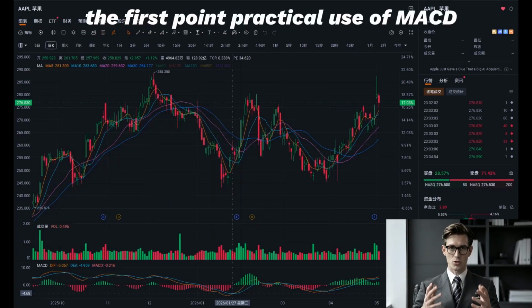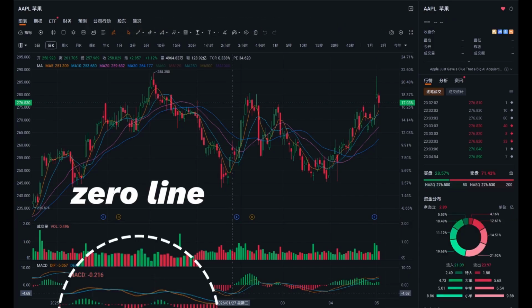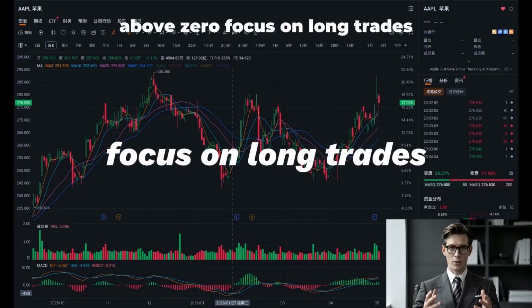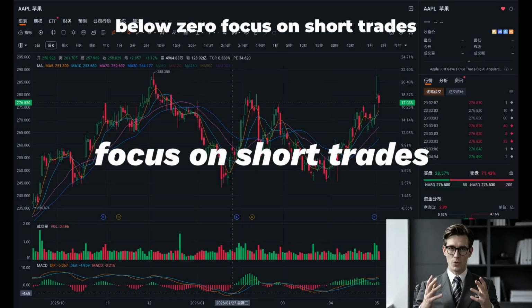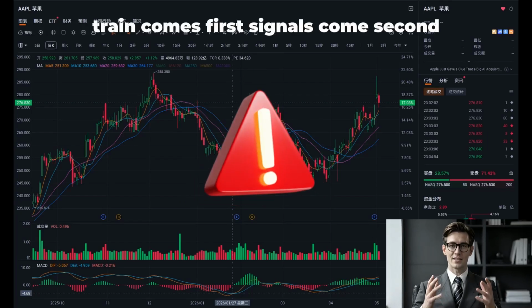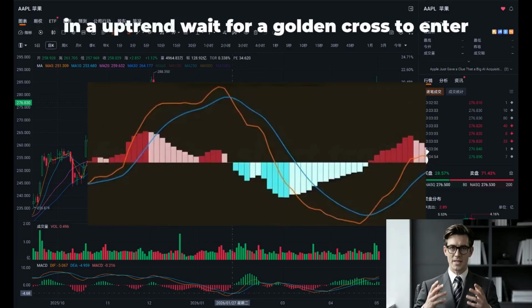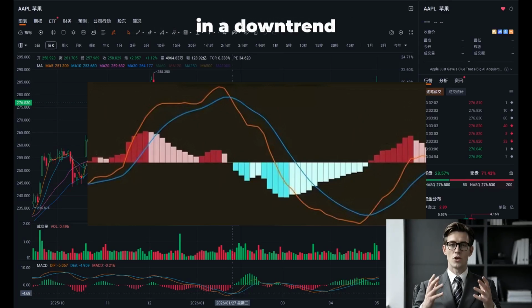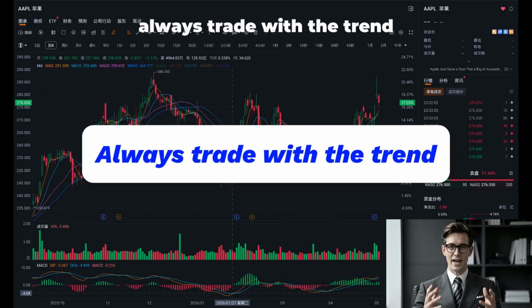Practical use of MACD. The first point: check the zero line first, then the direction. Above zero, focus on long trades. Below zero, focus on short trades. Trend comes first, signals come second. The second point: in an uptrend, wait for a golden cross to enter. In a downtrend, wait for a death cross. But remember, always trade with the trend.